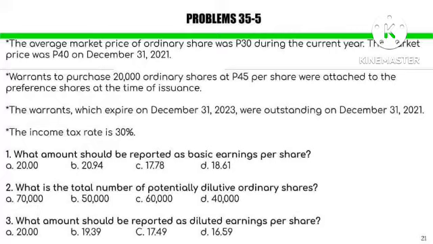Warrants to purchase 20,000 ordinary shares at 45 pesos per share were attached to the preference share at the time of issuance. Yung exercise price ng warrant is 45, which is mas malaki sa average market price of ordinary share na 30 pesos. So, yung effect niya is anti-dilutive. Hindi na natin siya kailangan i-present pa. The income tax rate is 30%.